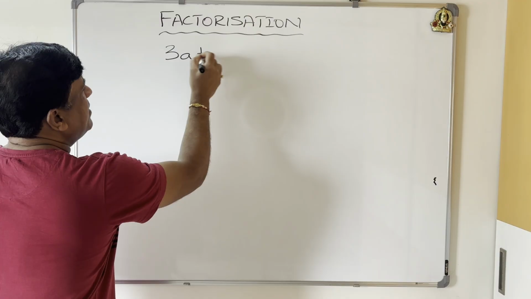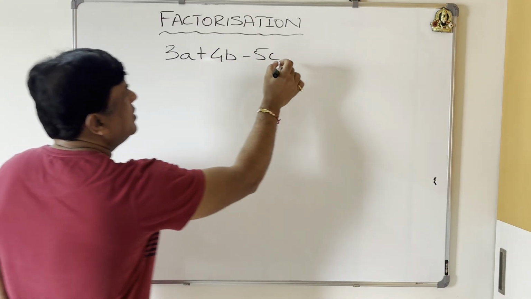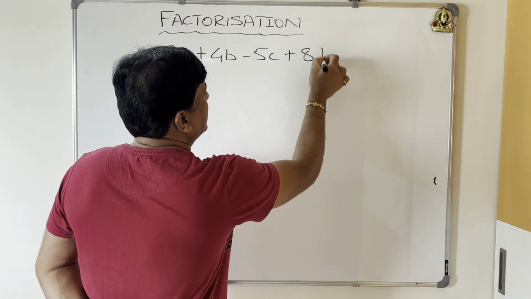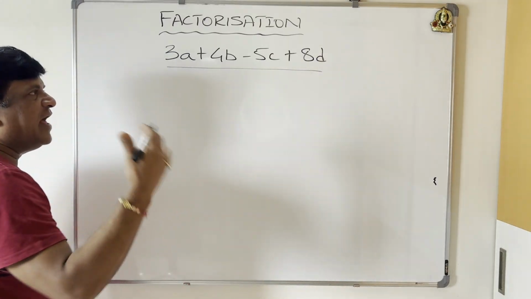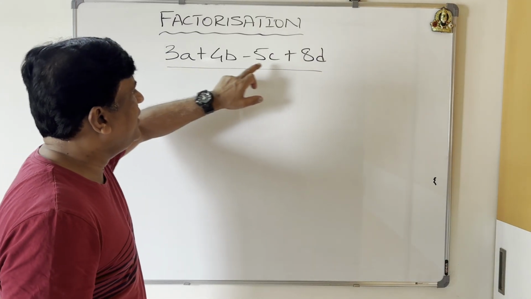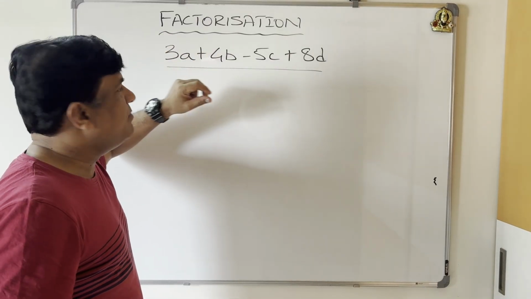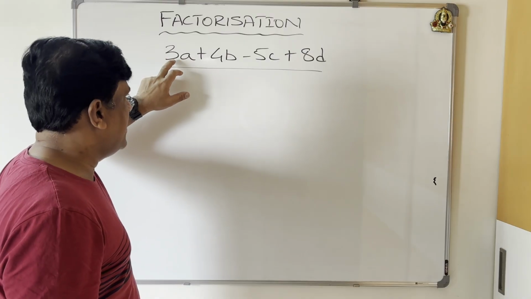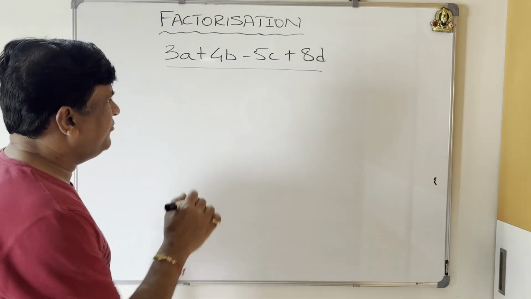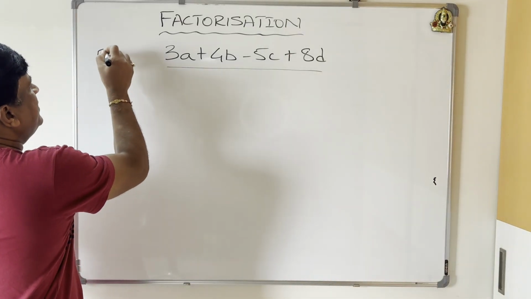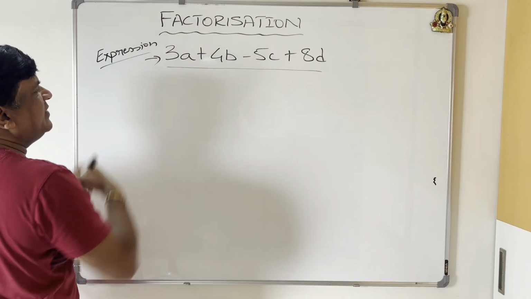The first and foremost thing is that, for example, if I take an expression like this, 3a plus 4b minus 5c plus 8d. This is known as an expression in algebra with four different variables. An expression is nothing but a combination of numbers with variables and operators. That is what an expression is all about. So this is known as an algebraic expression.